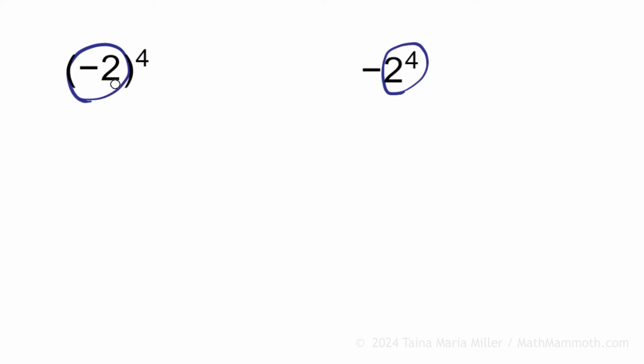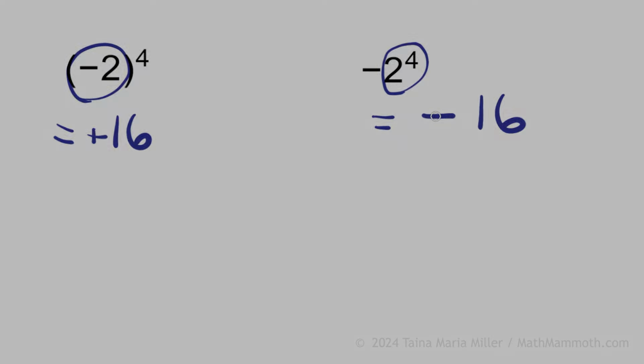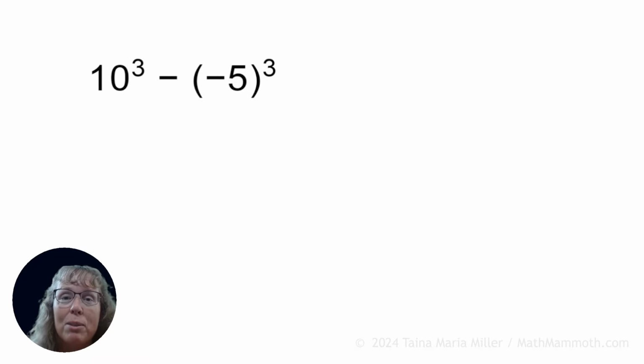So to solve this, first, well, this is just negative 2 to the 4th power, which will be negative 2 multiplied by itself 4 times. So we will get positive 16. And then over here, we will get 2 to the 4th power, which is 16, and then put the negative in front. Let's practice simplifying a more complex expression using the order of operations.